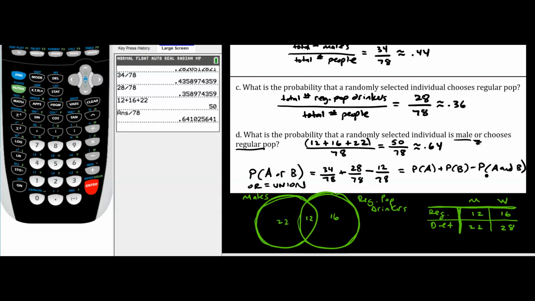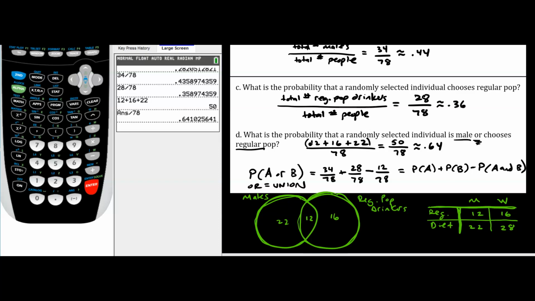So my recommendation in a problem like this, when they're giving you a table, I think that it's simple just to kind of go through the cells like I did when I first answered this question and see, do these 12 people fit being male or regular pop drinker? Do these 22 people, do these 16 people, do these 28 people, etc.? And if they do, you can include them as part of your numerator.